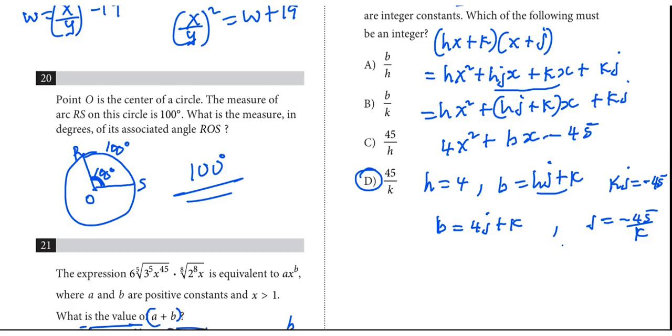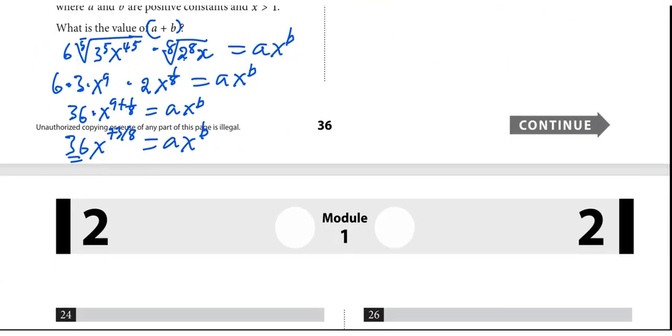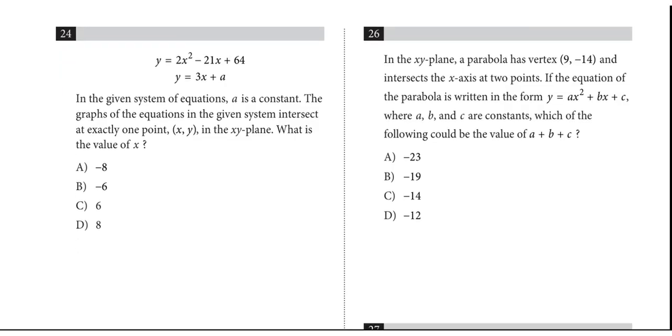All right, so let's go to question 24. In the given system of equations, a is a constant. The graphs of the equations in the given system intersect at exactly one point. Let's take note of that. In the xy-plane, what is the value of x?